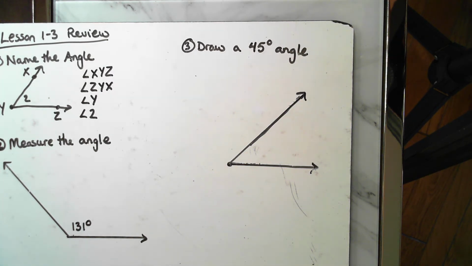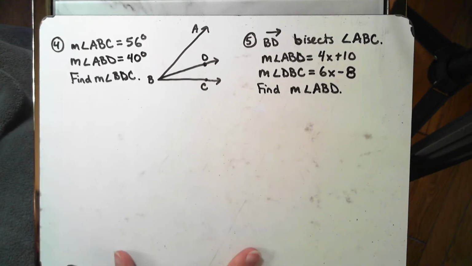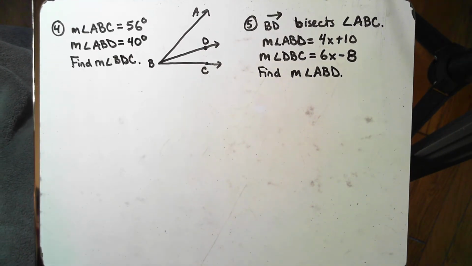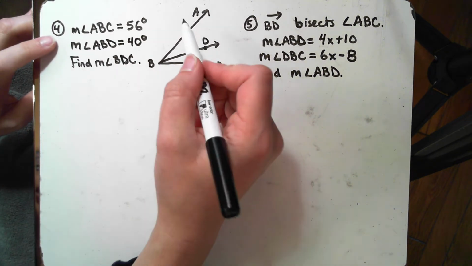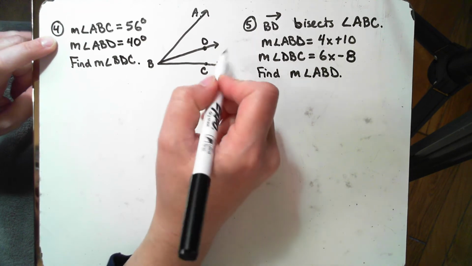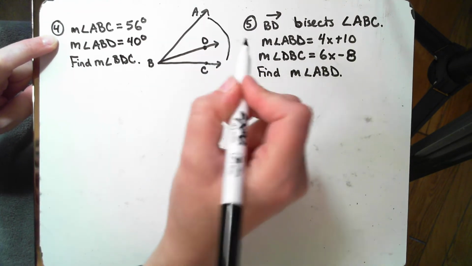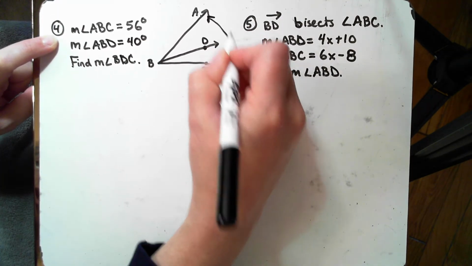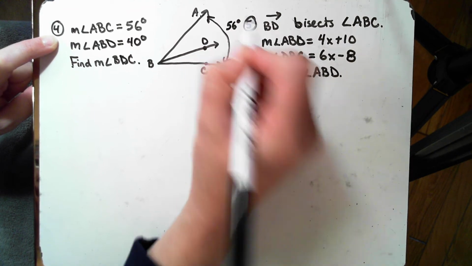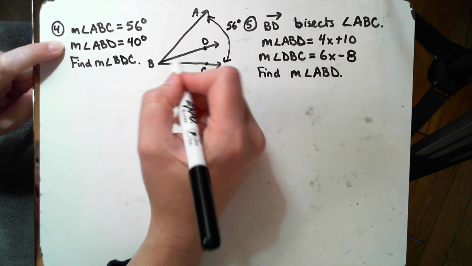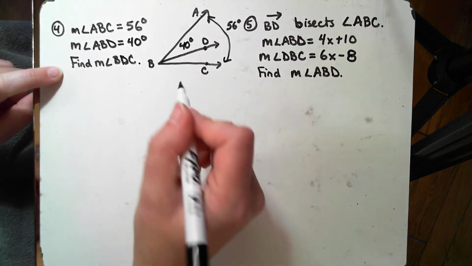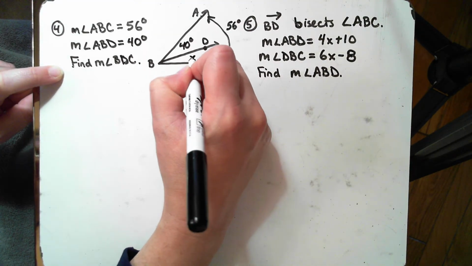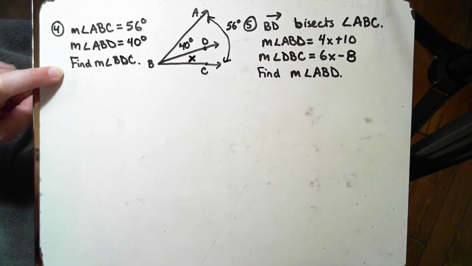Okay, so we have two more examples. One of them uses the angle addition postulate and the other one uses something else. In this one it says the measure of angle ABC is 56 degrees. So the big measurement is 56 degrees. And ABD is 40 degrees. And they want us to find BDC. So I'll put a little X here so I remember that's what I'm finding.